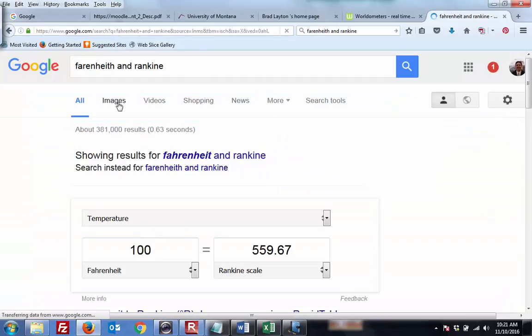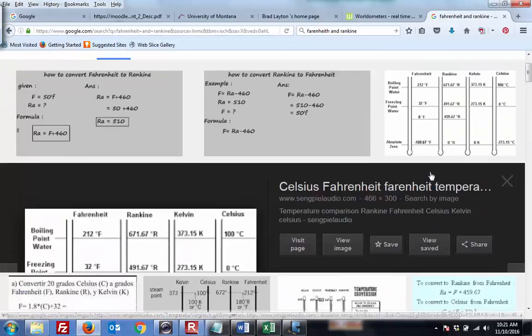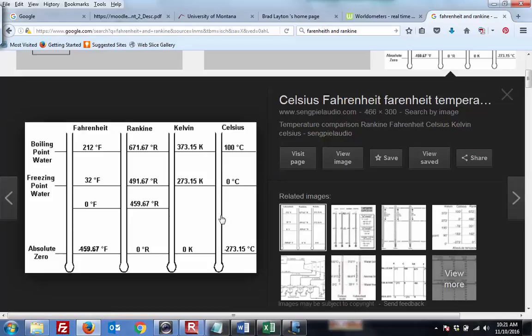And let's just see, there's got to be some cool, yeah, there it is. There's your scales, all four of them, right next to each other. So we cannot run this math in Fahrenheit or in Celsius because they're both based on the freezing and boiling temperatures of water. Rankine and Kelvin are based on the freezing temperatures of the universe. And that's what the Carnot efficiency is based on.